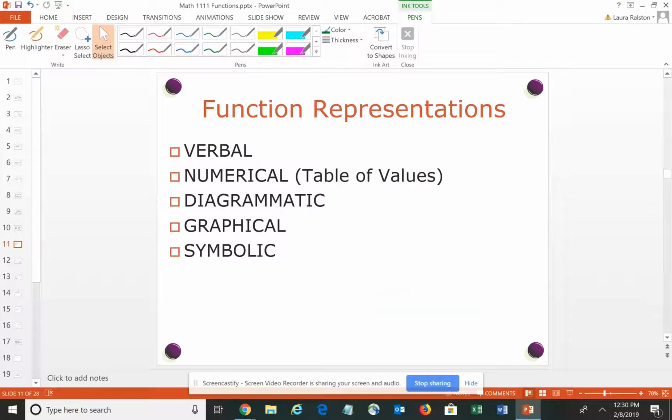Okay, now there are actually 5 different representations of functions, and so it's going to take me a little bit of time to go through those particular representations, so I'm going to stop the video and then create another one so it's not too terribly long for you.